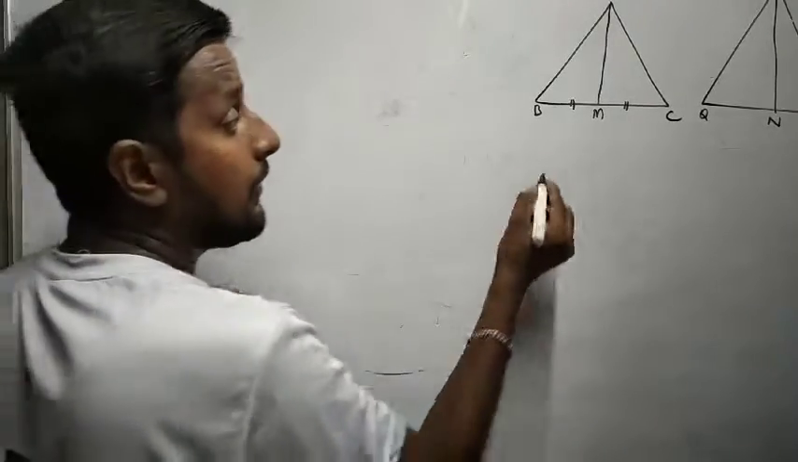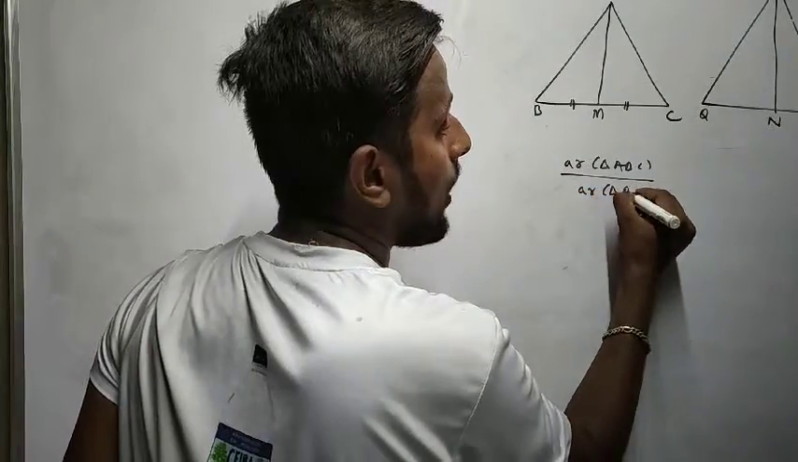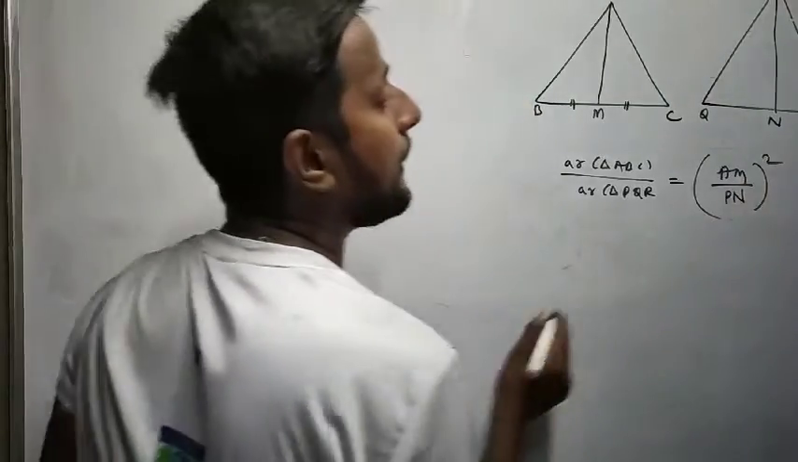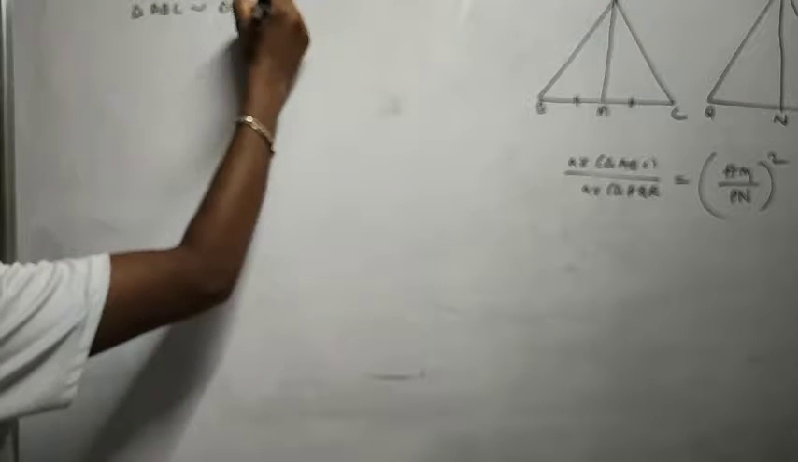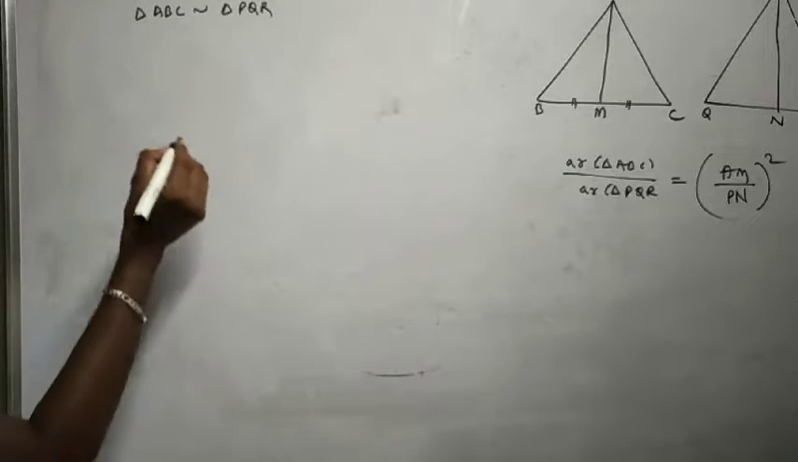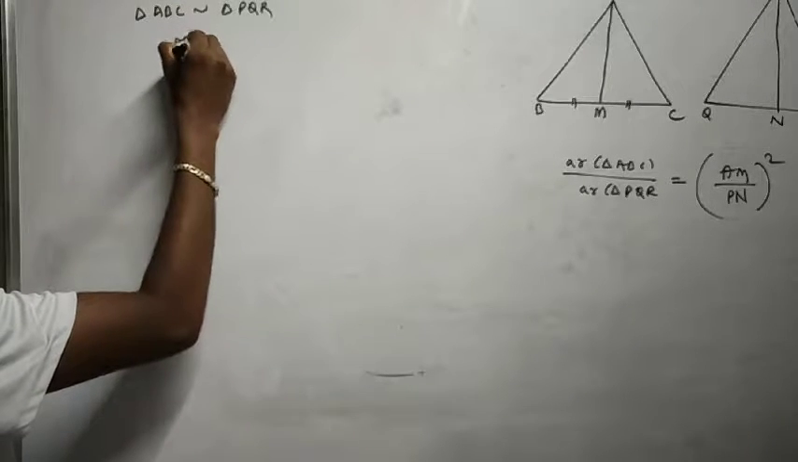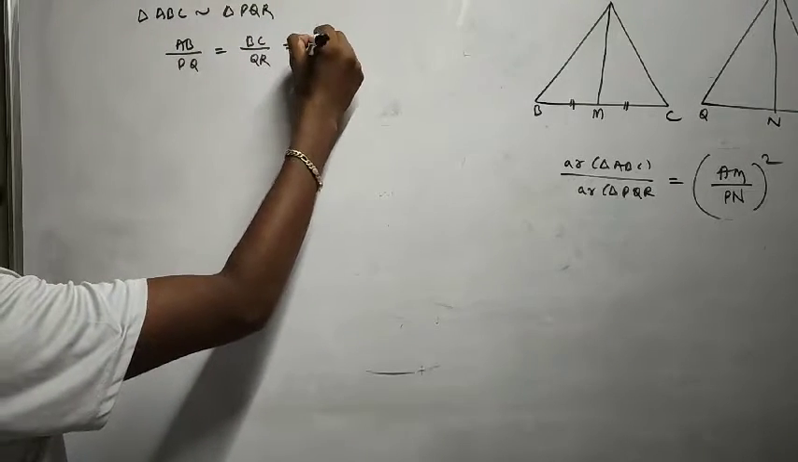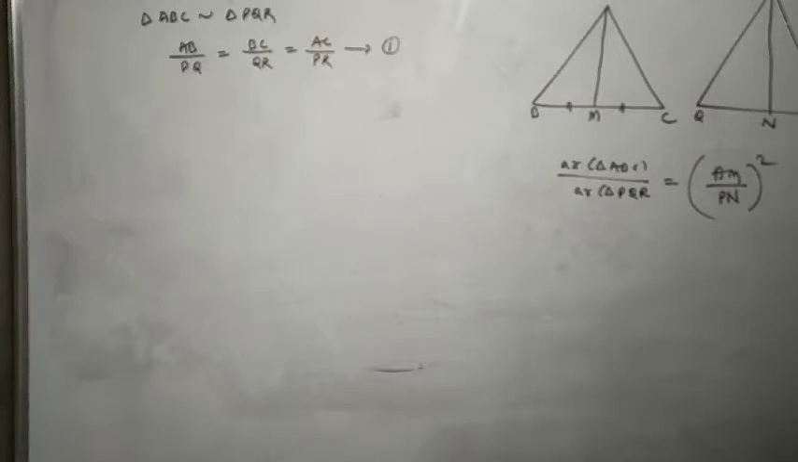Now what we have to show? We have to show area of triangle ABC by area of triangle PQR is equal to the square of AM by PN, whole square. Now what I'll write? Triangle ABC is similar to triangle PQR, correct? Similar means the ratio of the corresponding sides are equal. So I'll write AB by PQ, BC by QR and AC by PR, because both are similar triangles.